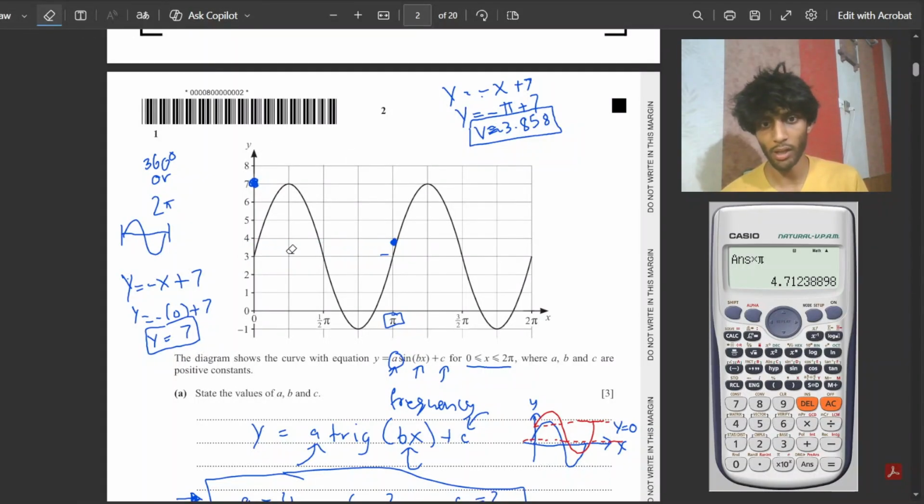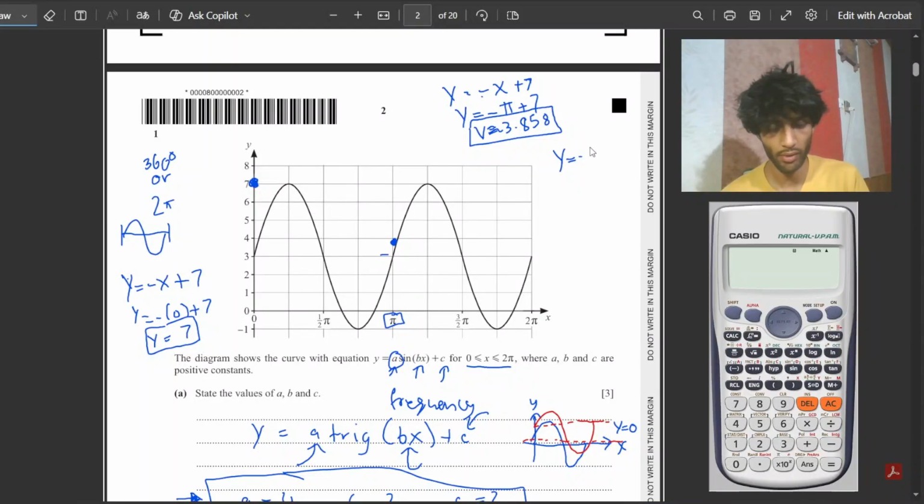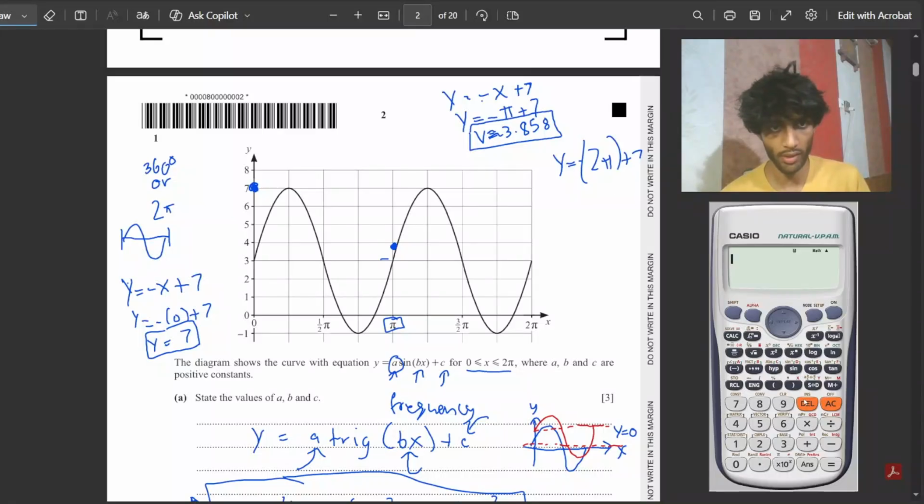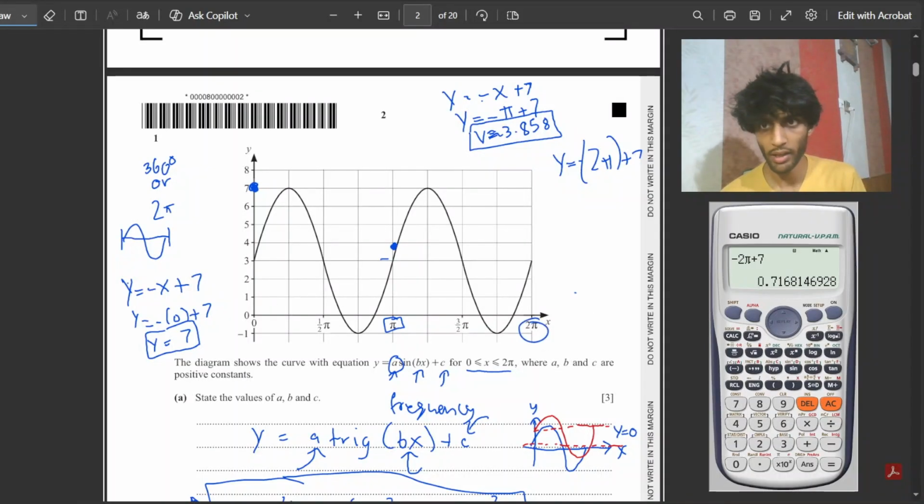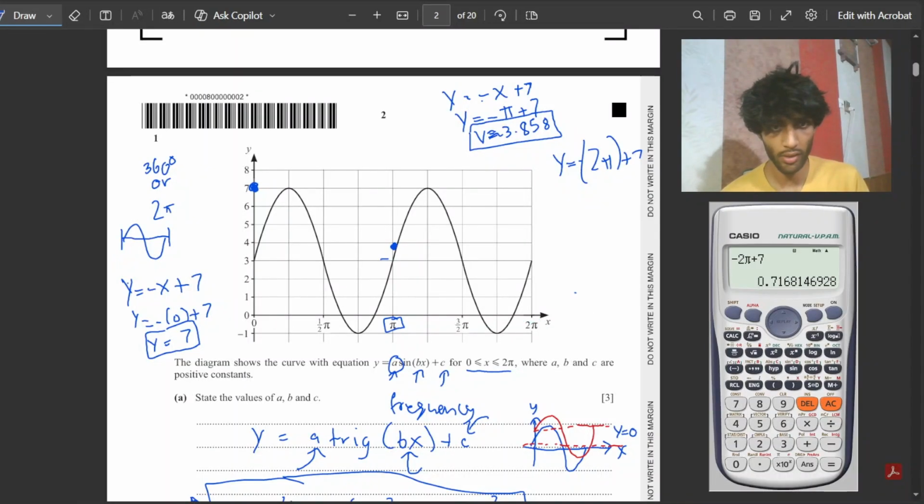Now, you don't need exact values. You just need to approximate this. This is going to work even if you approximate, so you don't have to worry about anything. I guess 2 points are enough. If you want more points, you could go for more points. For example, I can find out what y is when x is equal to negative 2 pi. So when x is equal to negative 2 pi, plus 7, this is equal to 0.7168. So it's going to be somewhere, this is x equals 2 pi, and then y is 0.716.